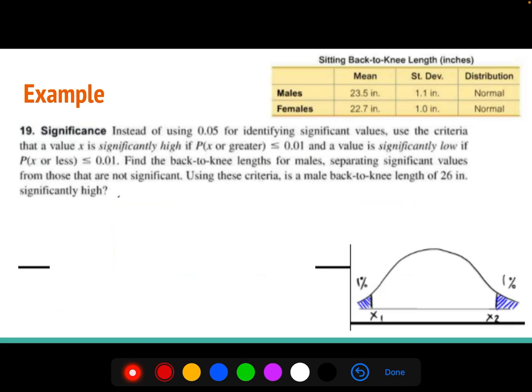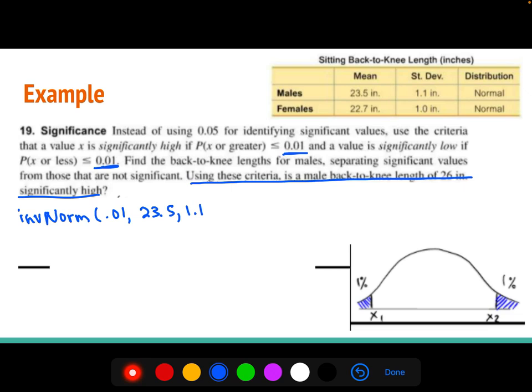Again, more of the significance. We use 5% for significant values. The probability when it's greater or less than 1% makes our high or low for the probability. So we're going to do that here. And we're going to find, is 26 inches significantly high for men? That's our question. So how do we do that? Well, we do the inverse norm of 0.01, because that's where we're getting it from, is right here.